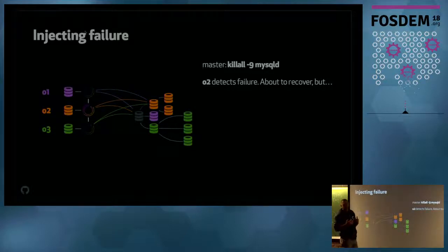And the first thing I do is kill -9 the master. Now, Orchestrator is expected to run a failover. It knows how to do that. All the nodes are probing all the servers. They all know that there is a failure scenario, but only O2 is the leader, and only O2 is about to take action because only the leader runs failovers. It really wants to run the failover.